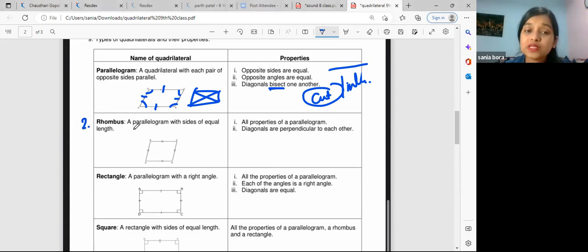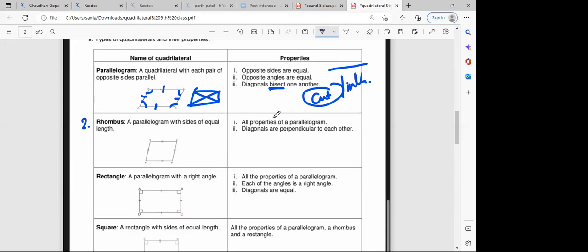So ma'am, what is a rhombus? A parallelogram with sides of equal length. So in a parallelogram, opposite sides are equal. But in a rhombus, you will see that all the sides are of equal length. It's not only about the opposite sides, it's about all the sides. Clear?